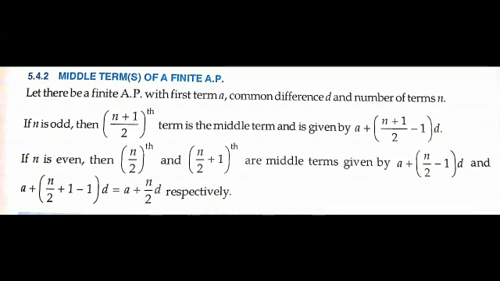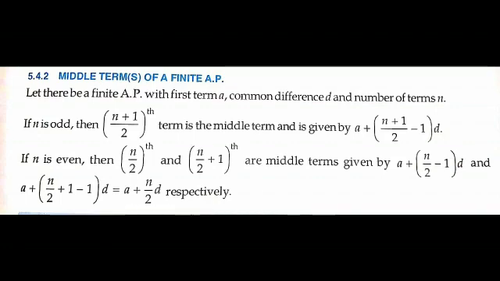If n is odd, then in this case the (n plus 1) by 2th term is the middle term and is given by the formula a plus ((n plus 1) by 2 minus 1) into d. Where do we get this from? Using the formula for the general term of an AP.